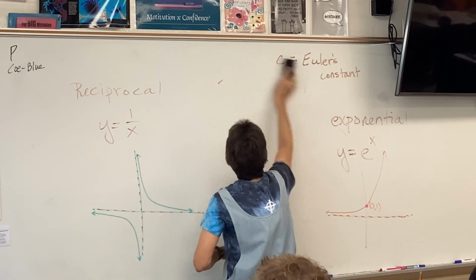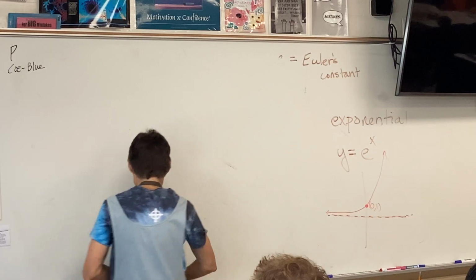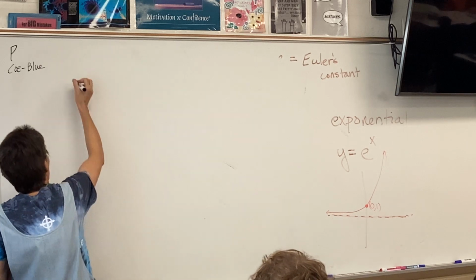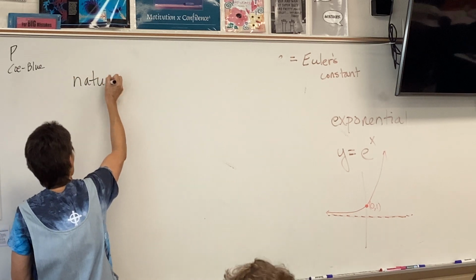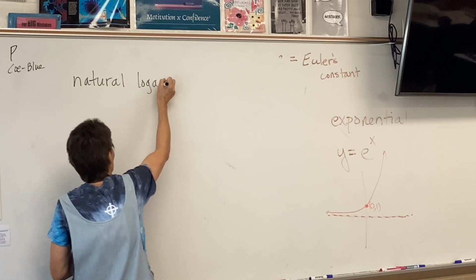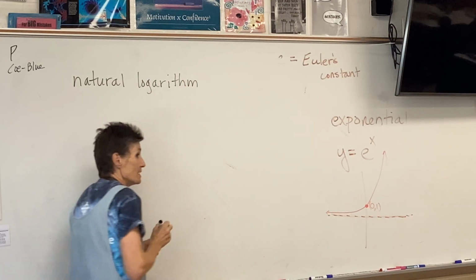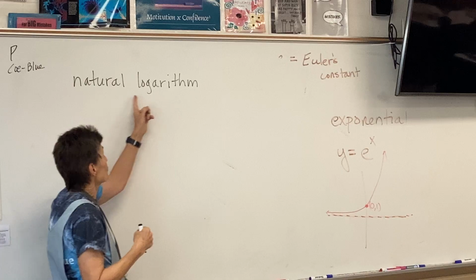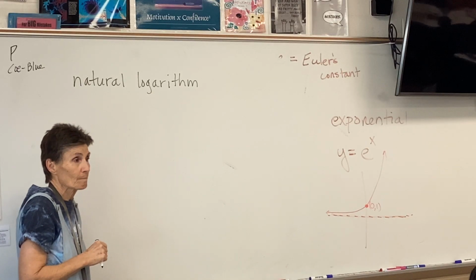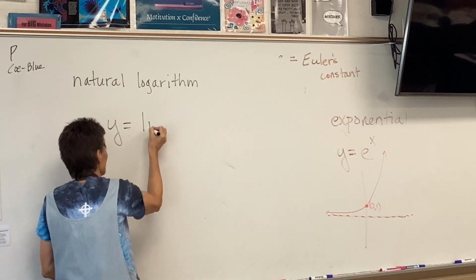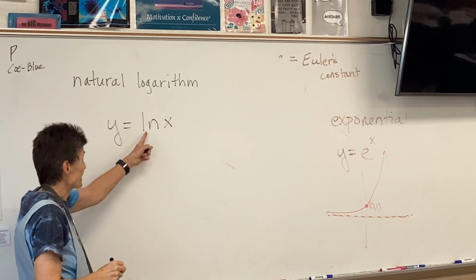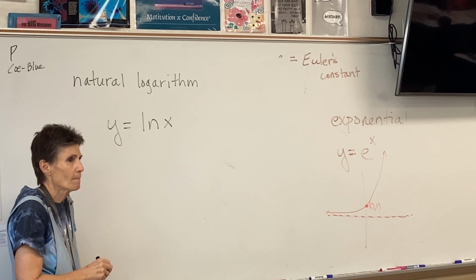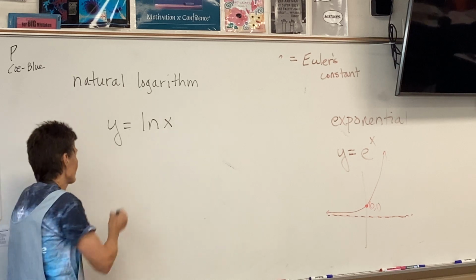Here we go. What's next? Natural logarithm. You can think of this one as just the logarithm function. You don't have to put natural in there, but you can. Any logarithm function is going to have this shape. So I usually just call it the logarithm function. And its equation is y equals ln x. That's an ln x. Probably studied those last year maybe. Familiar? Maybe? No? Okay.